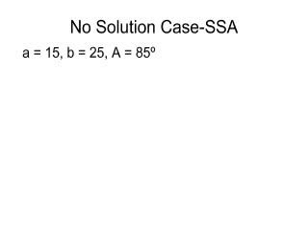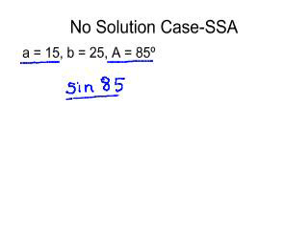Okay, so now let's take a look at this one. Notice again, I don't have a figure drawn here, but I have side A and I have angle A. Those two are opposite each other. So I'm going to put the sine of 85 over the side opposite that angle, so over 15, is equal to, I want to find angle B first, since I'm given side B. So the 25 goes in the denominator, over the sine of angle B.